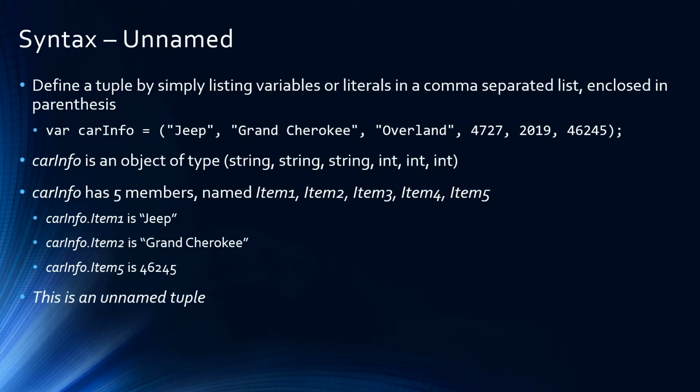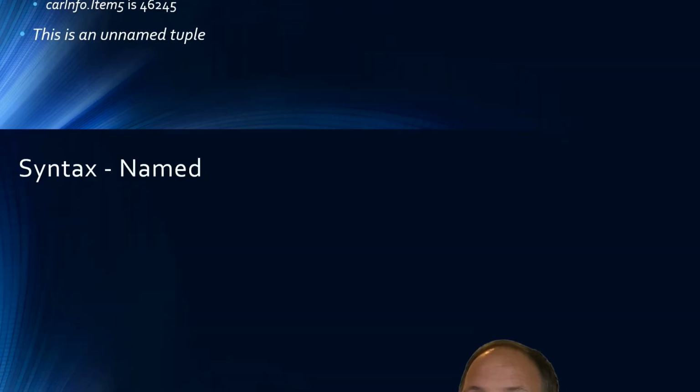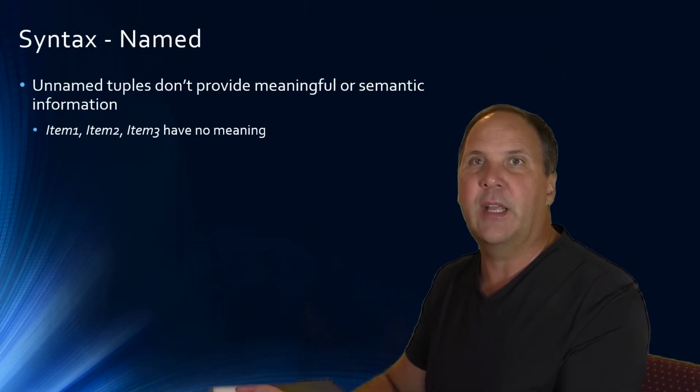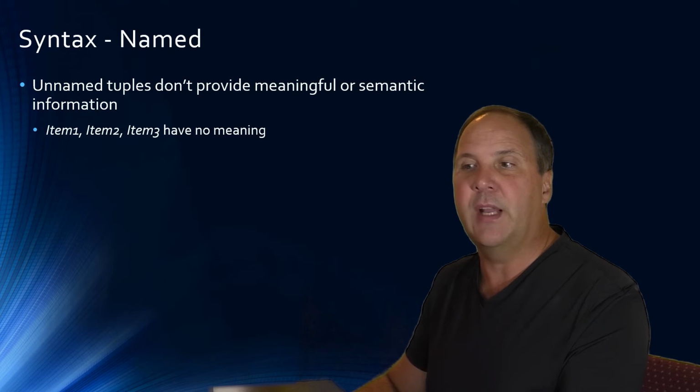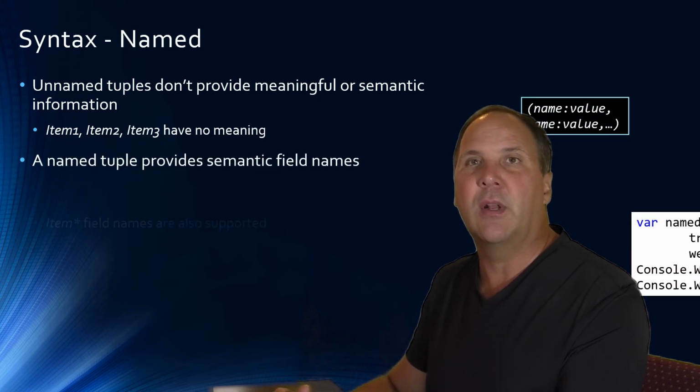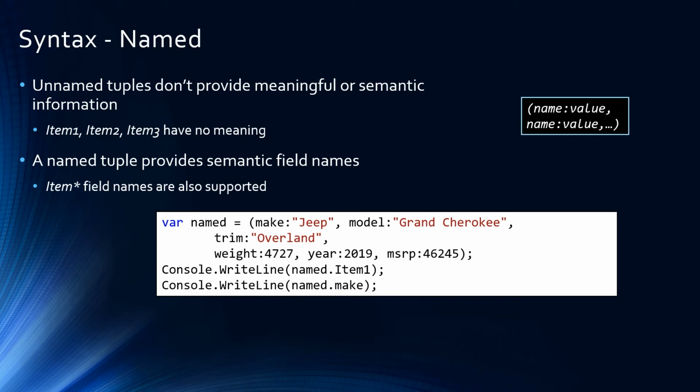Now, a named tuple is a lot more valuable, because with the unnamed tuple, the names of the fields, Item1, 2, 3, don't really carry any semantic meaning, so they're not as helpful as they could be. So with the named tuple, we can assign names to those fields. And it's pretty easy to do. We just put the name of the field, then a colon, and then the value we're associating that name with. So now we have name-value pairs.